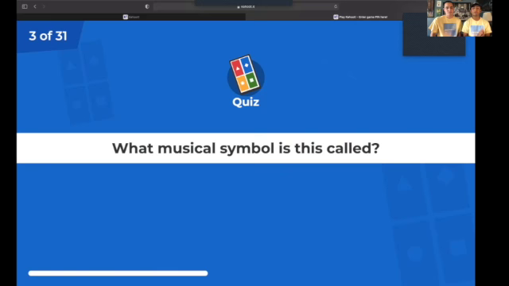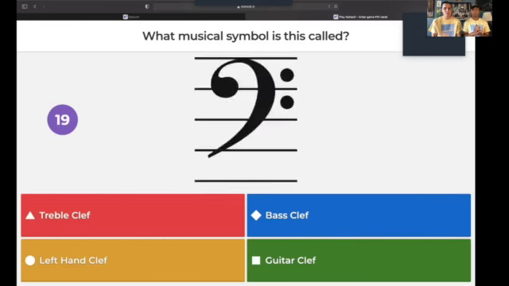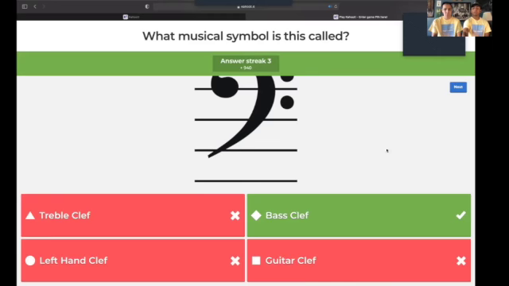Question 3. What musical symbol is this one called now? Is it the treble clef, the bass clef, the left hand clef, or the guitar clef? I'm thinking about this one. And it is the bass clef. Although you do play this with your left hand on the piano, this is known as the bass clef, not the left hand clef or the guitar clef.